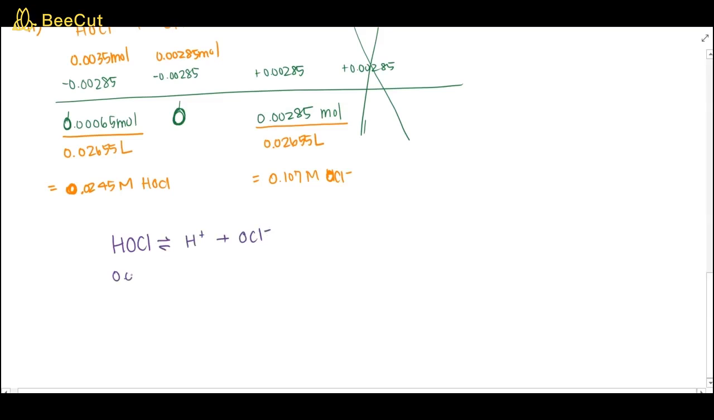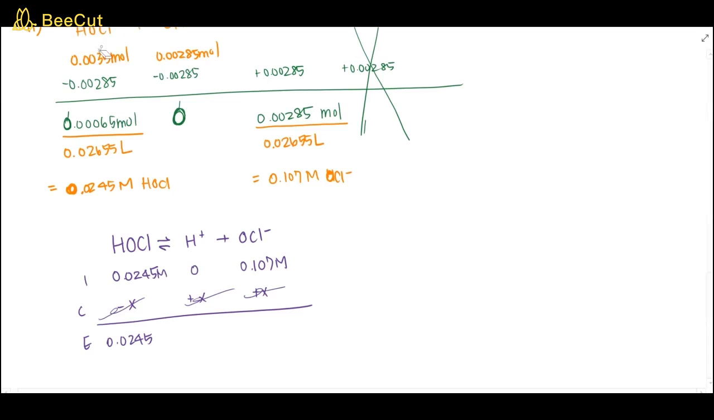So I start out with 0.0245 molarity of that. I don't have any molarity of H+. I have artificially made this much molarity of OCl minus, minus X, plus X, plus X, and I end up with, obviously this is negligible, 0.0245. This is my ICE table. Oh, this is not negligible here, I'm sorry, because we started out with 0, right? So then I have X amount of that, and I have 0.107 molarity of that.